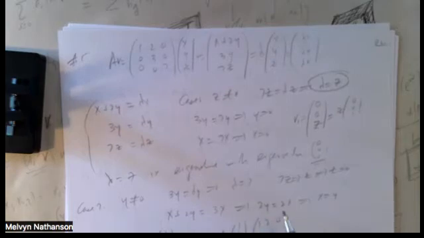That's (1, 2, 0; 0, 3, 0; 0, 0, 7) applied to (1, 1, 0). That's equal to (3, 3, 0). That's 3 times (1, 1, 0). So (1, 1, 0) really is an eigenvector with eigenvalue 3.